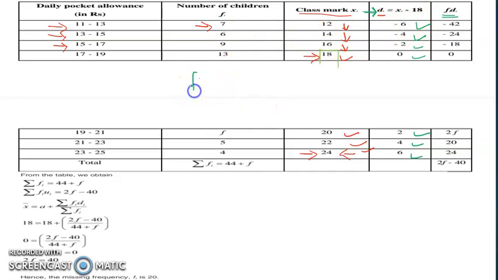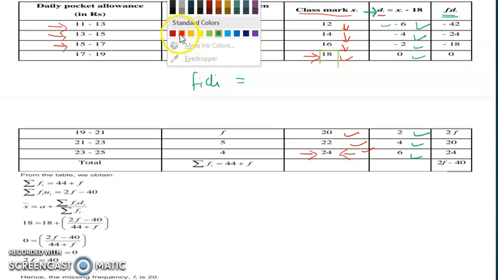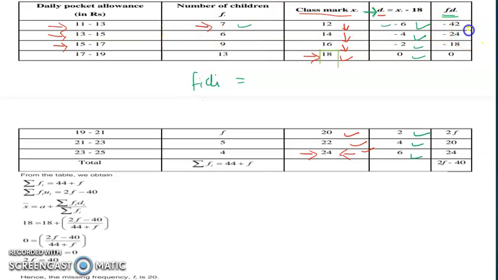Now fi di is simple, students. We multiply fi into di, that is 7 into minus 6. So 7 into minus 6 is minus 42. Let me change the ink so it will be easier for you to differentiate. This ink is not visible. One minute. Now it will be okay. So you can see this, minus 42.